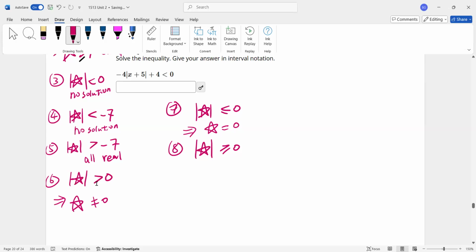So the equivalent way to express this inequality without the absolute value is star not equal to 0. Anything else is fine. It could be positive, could be negative, but cannot be 0. Does that make sense? You might not encounter something like that, but you might. Number 8. What about number 8?